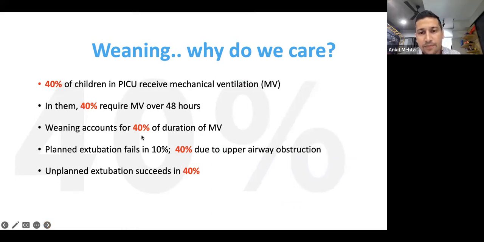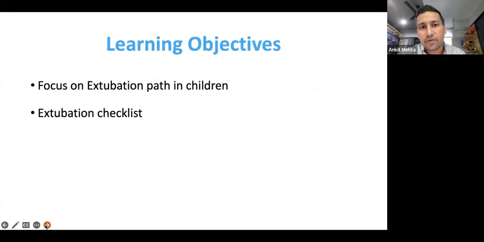And as we all know, most of these extubations are sometimes not planned, or they are not successful because of one thing or another, which we are going to look into in this lecture today. So my learning objectives will be: what should be the extubation path of a child who is on a mechanical ventilator, and what should be your extubation checklist.